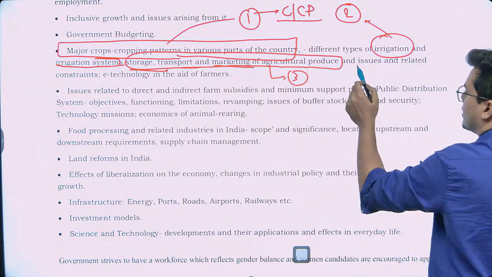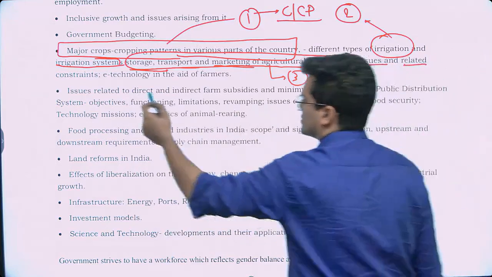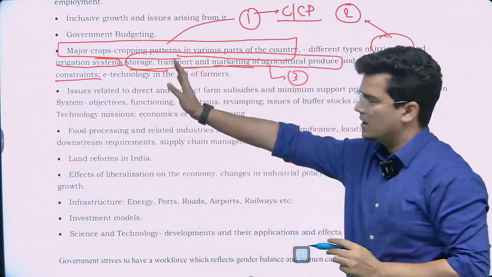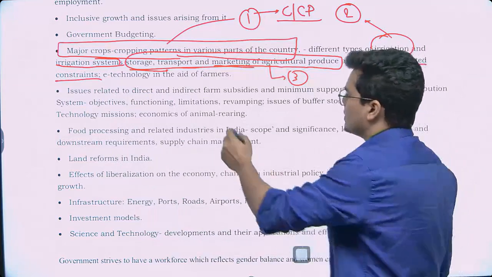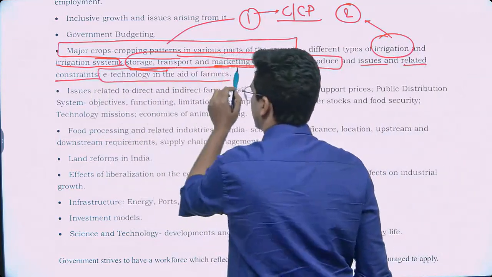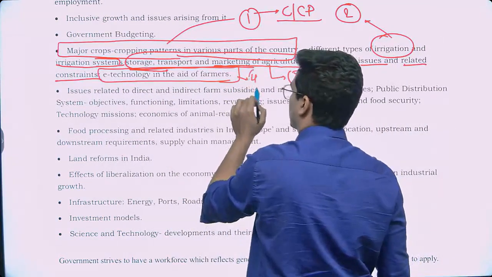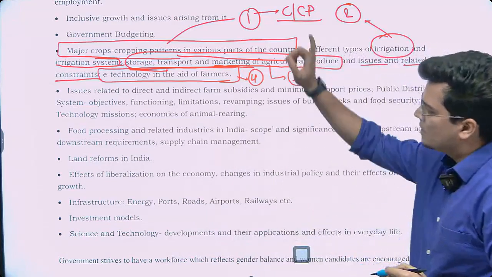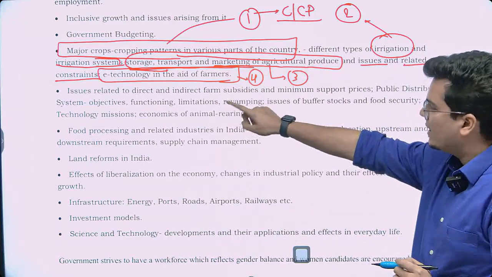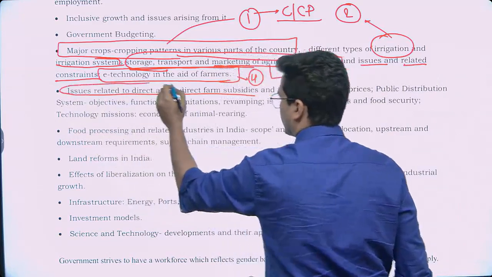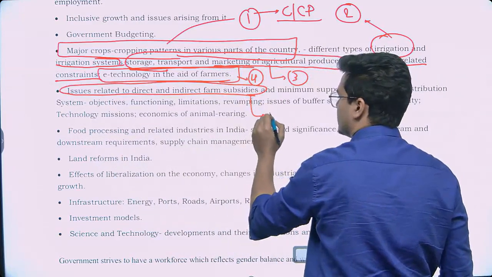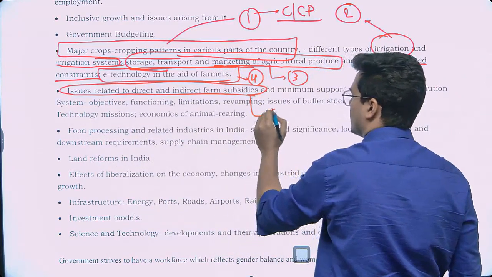Then issues and related constraints. So it is again related to storage, transport and marketing. Then there is e-technology in the aid of farmers. This is the fourth part. Then issues related to direct and indirect farm subsidies. So direct and indirect farm subsidies, this is issue 5.